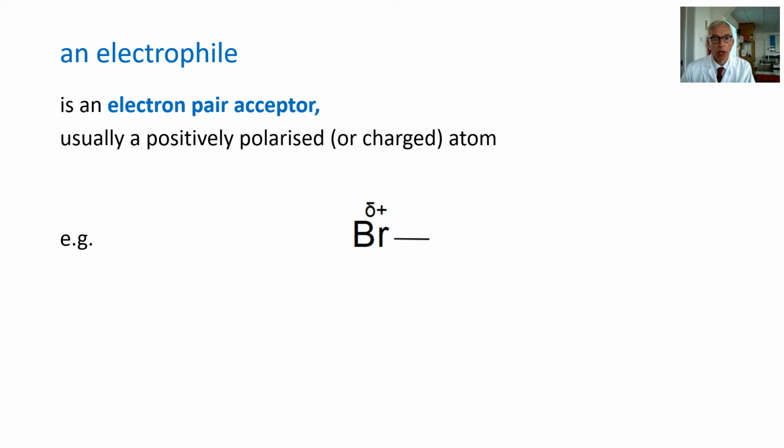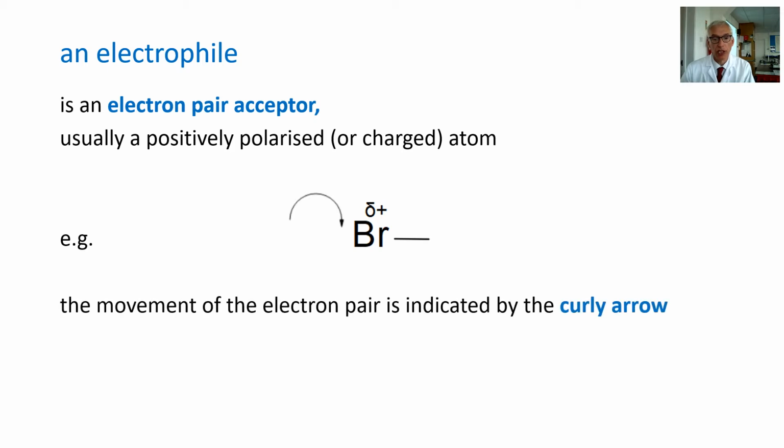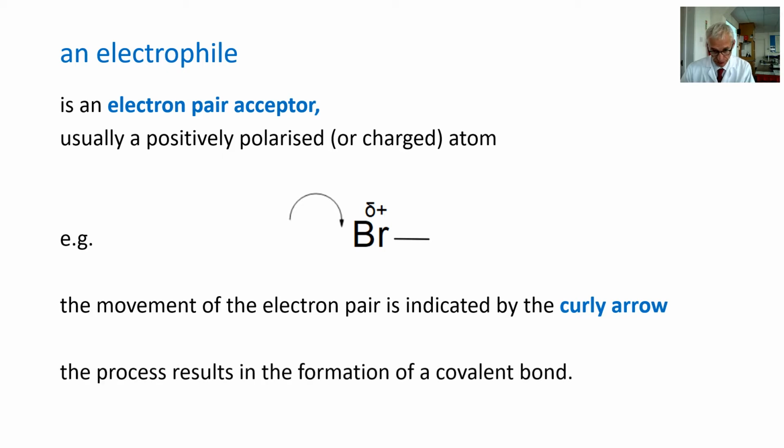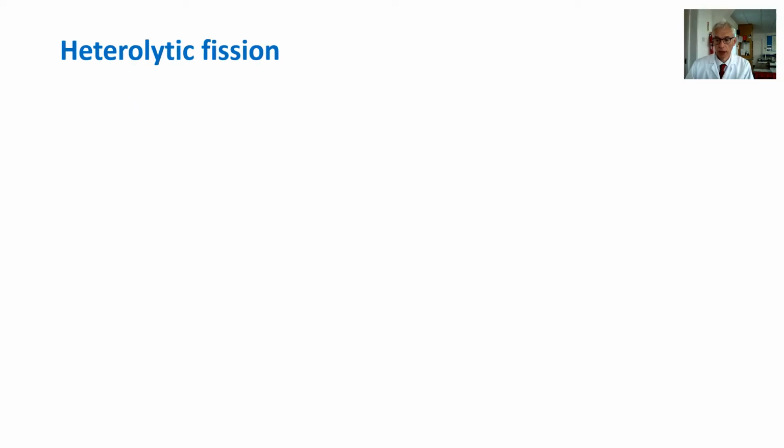Now, it's got to accept a pair of electrons. Well, that process is indicated by a curly arrow. So that curly arrow means a pair of electrons is moving in towards or onto or close to that positively polarized bromine atom. That process results in the formation of a covalent bond. So we've defined electrophile or electrophilic.